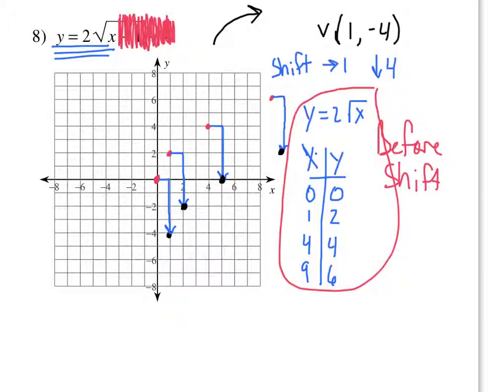Okay? And so then this is our graph. Questions on number 8? Well, then I have a question for you. Do you guys understand why I'm having you plot these points before the shift? Without that shift, you just cover that part up and plot those points, so we don't mess up when someone does it on a test.